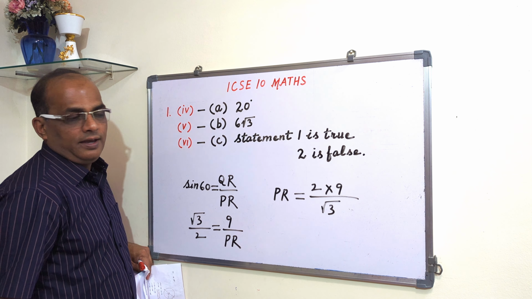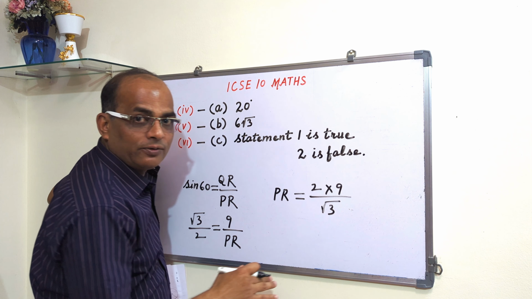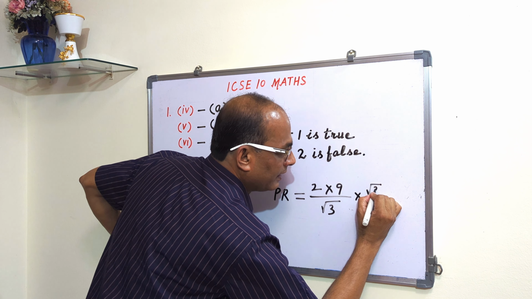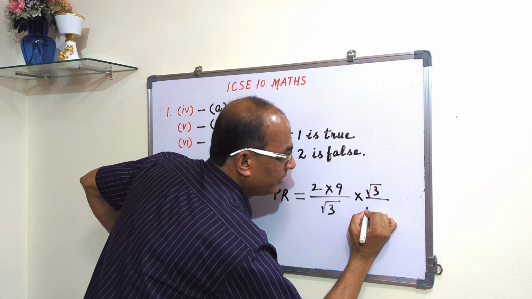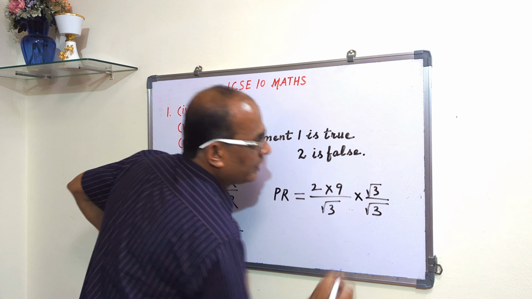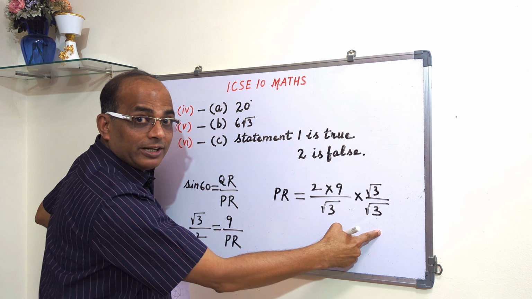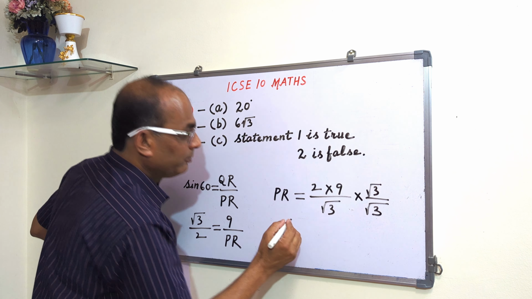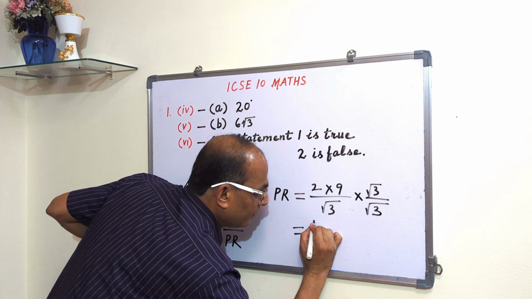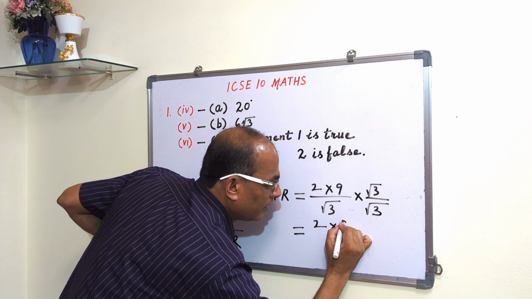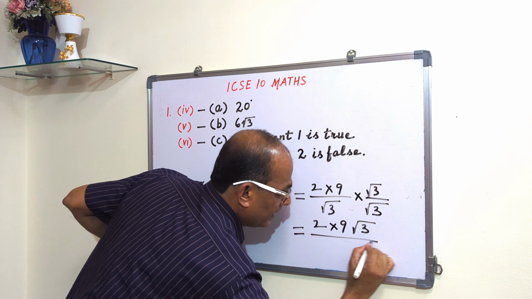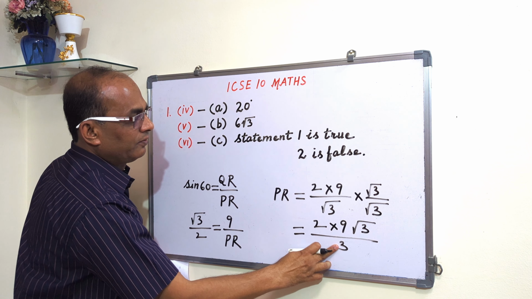Fine. Now in the next step, if it is a 3-mark question, you copy again and then multiply by root 3 in order to make the denominator rational. So root 3 into root 3 becomes 3, and 2 into 9 into root 3 upon 3. Fine.